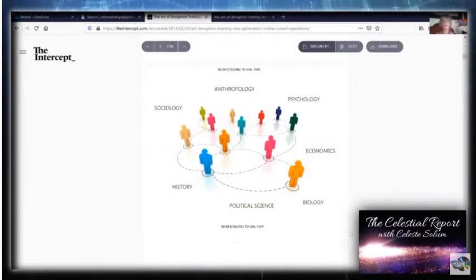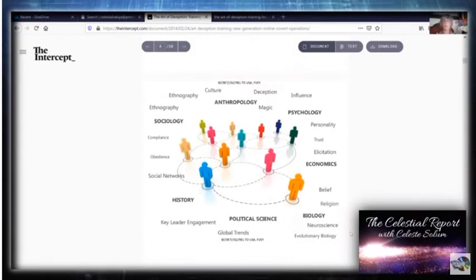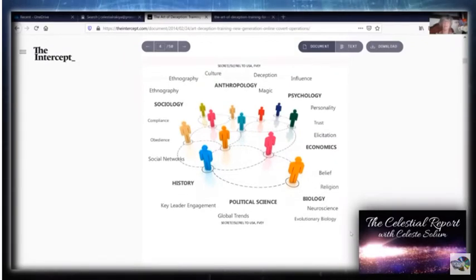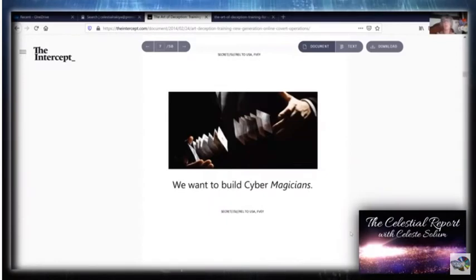So here are the different disciplines that we just saw a few minutes ago and how they intersect with one another. And here we get a little more detailed about what it includes. And remember, it includes deception, magic, and influence, as well as neuroscience and religion. So what do they want to do? They want to build cyber magicians.